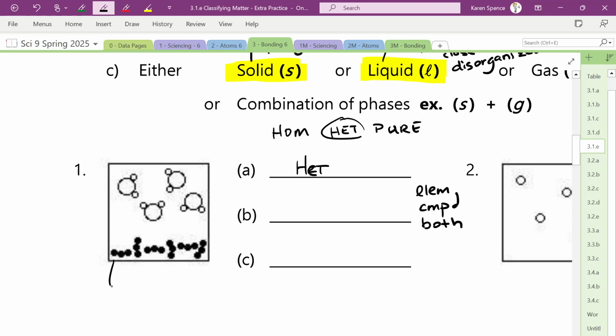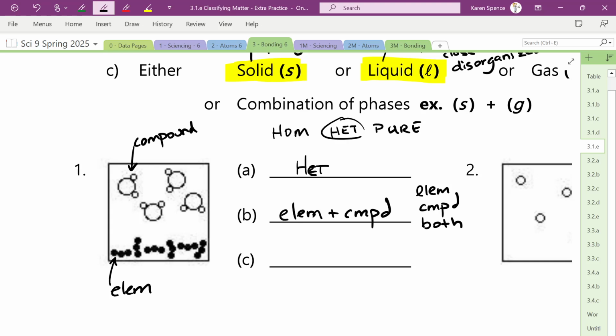What do we have down here? This one down here is an element. This one up here is a compound. So we have an element plus a compound. And this element, what state is that element?